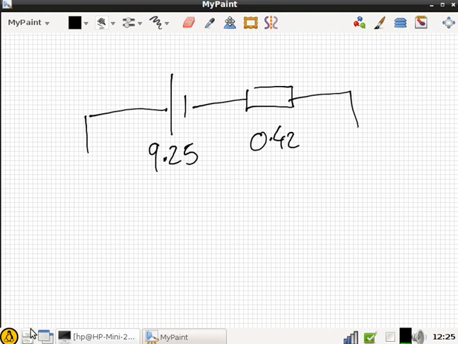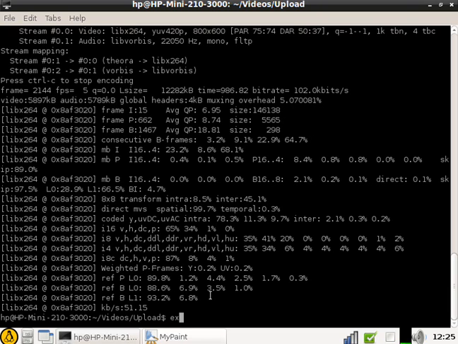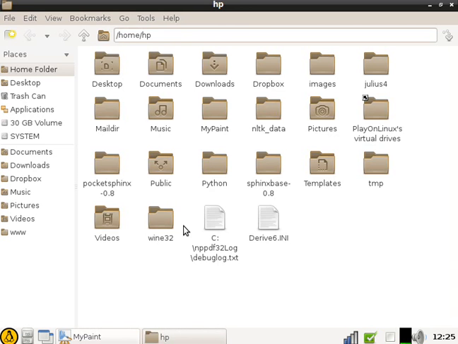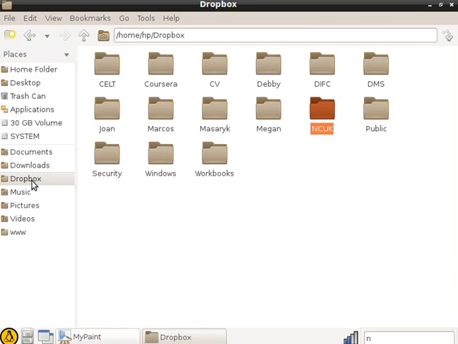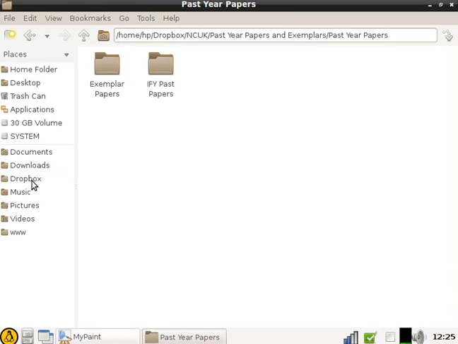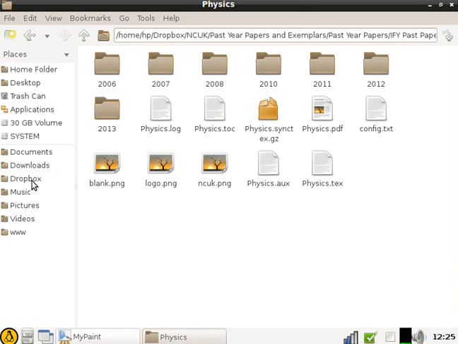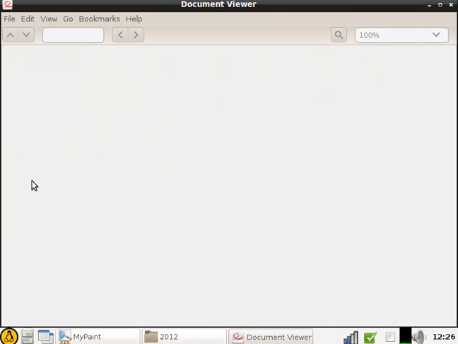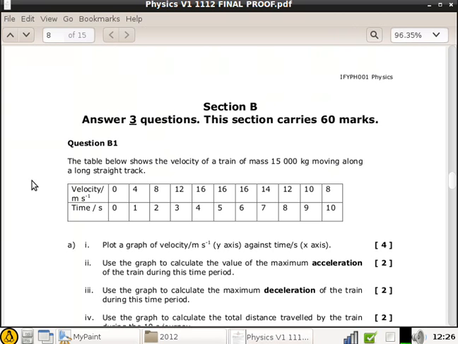So, let's open up another year. Close, and exit, and open. Here we go. Okay. Dropbox, NCUK, past papers, physics. Let's go 2012. Does it come every year? No, doesn't come up every year, but there's a good chance of it coming up. Like, it is a popular question.